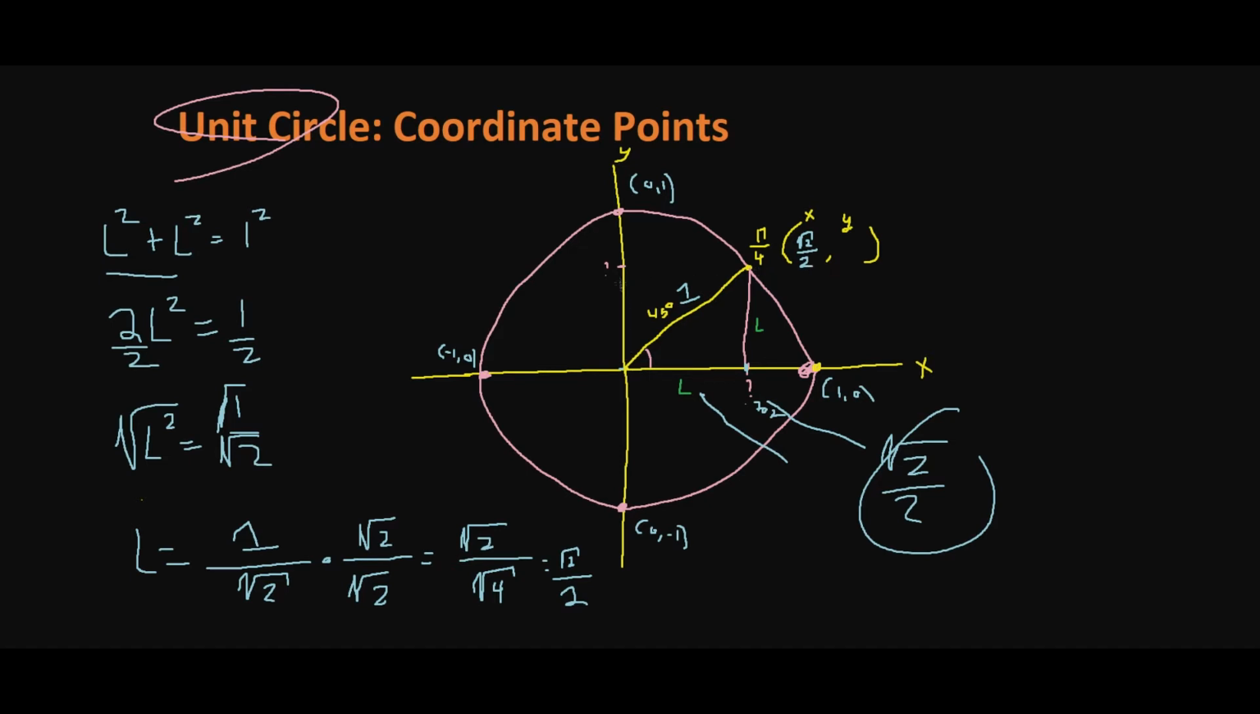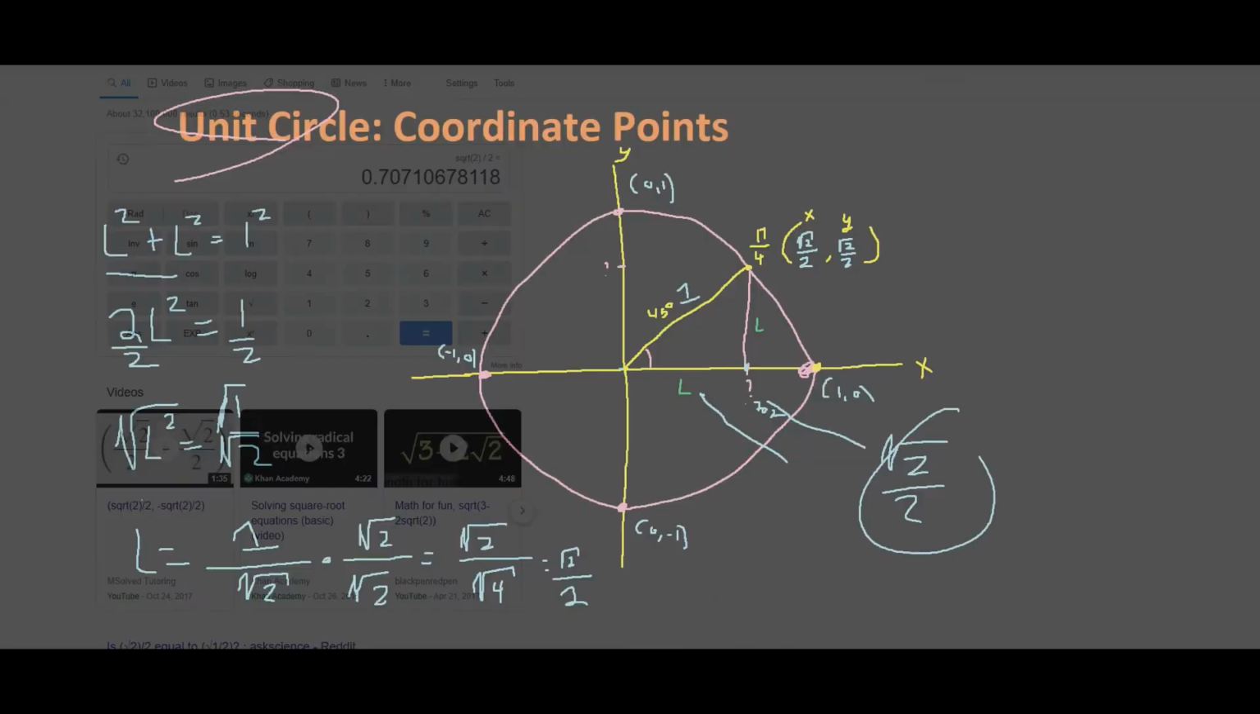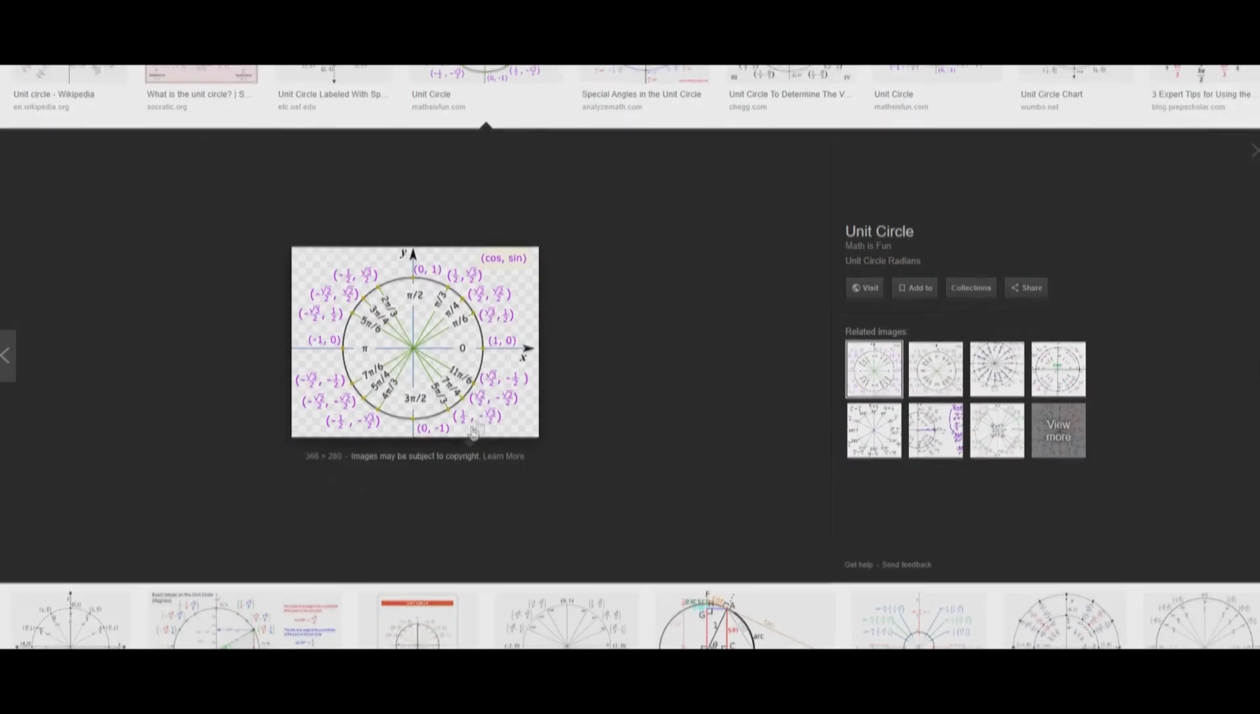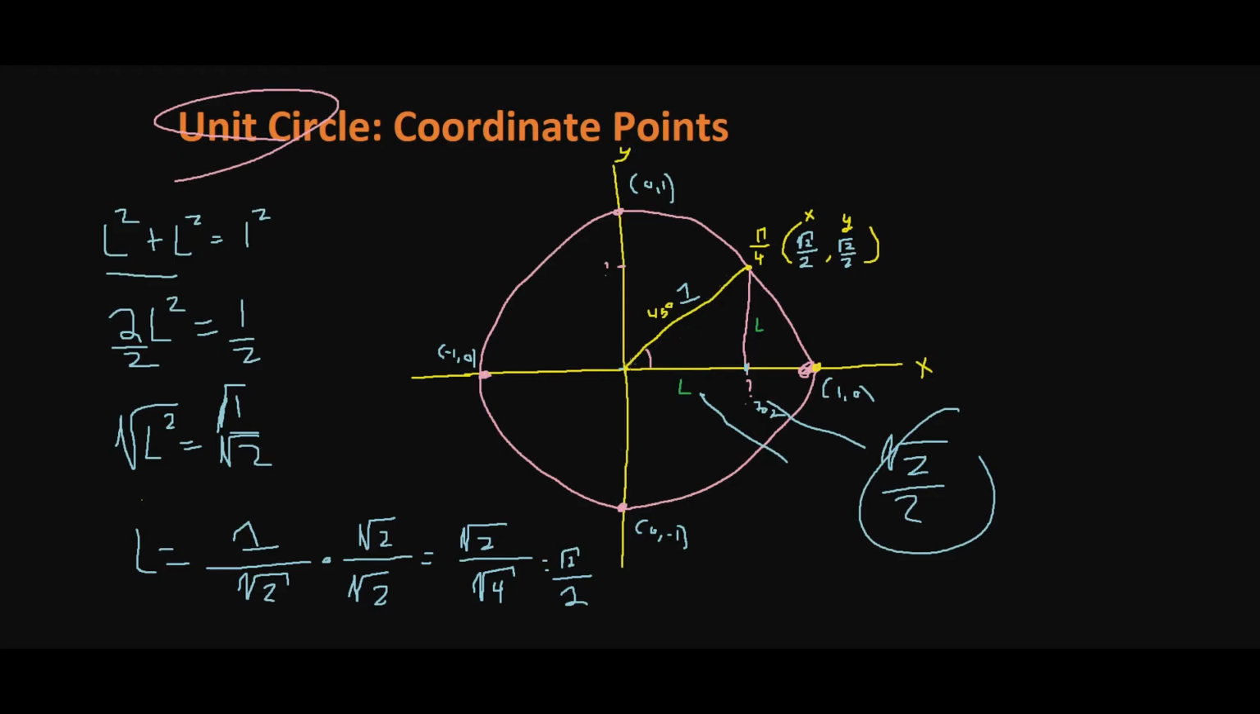And the y, the length from here to here, is also square root of 2 over 2. If we look over here at our unit circle, that's where this comes from: square root of 2 over 2, square root of 2 over 2 at pi over 4. If you notice, anything that is a multiple of pi over 4, these are mirror reflections. This is negative square root of 2 over 2, square root of 2 over 2. Why would that make sense? Well, these two points are identical to each other. They're the same lengths. This is a mirror reflection.